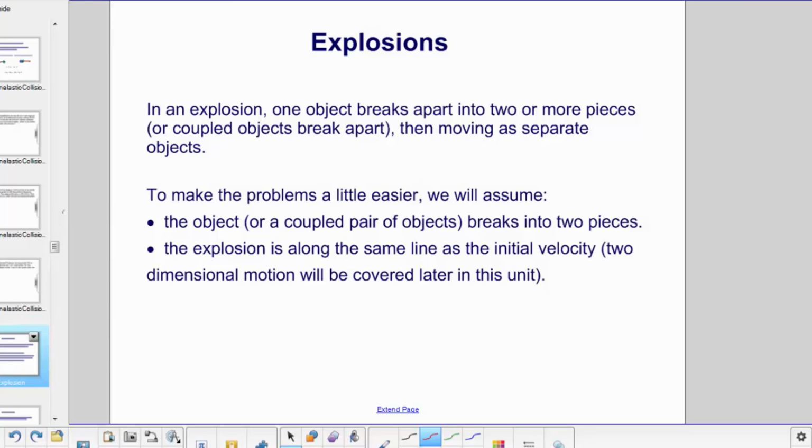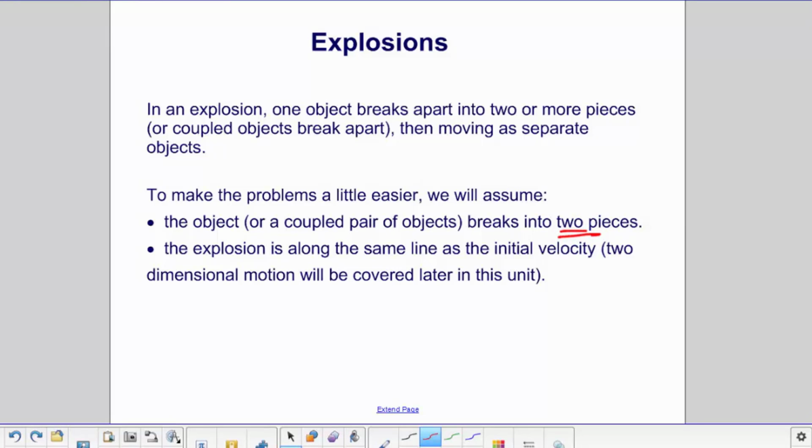In an explosion, one object breaks apart into two or more pieces, or we could have coupled objects, for example, if they're hooked together by a spring, or for train cars, they're hooked together by couplers. Then they move as separate objects. To make the problem a little easier, we're going to assume that this object breaks into two pieces. We will also assume that the explosion is along the same line as the initial velocity. We're going to worry about two-dimensional motion later on in the unit.